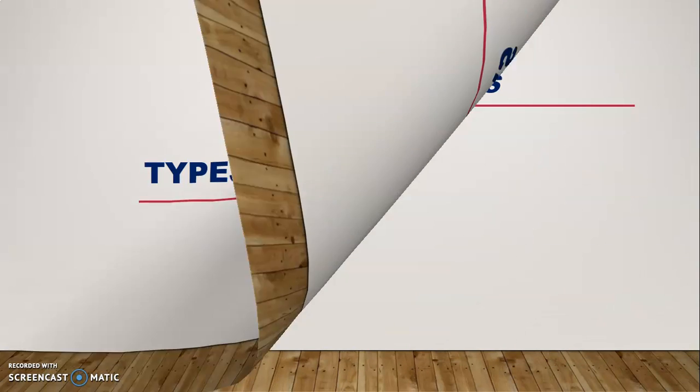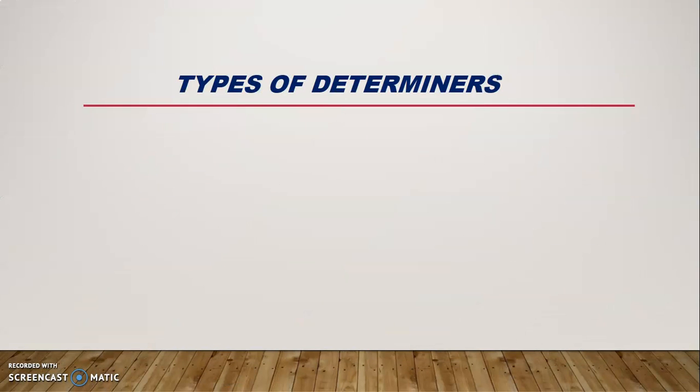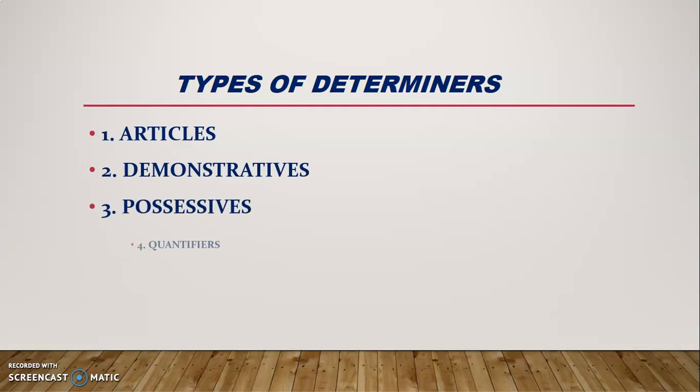Types of determiners. There are 5 types of determiners: articles, demonstratives, possessives, quantifiers, and numbers. Each type is vast and important, which needs detailed explanation for thorough understanding. As the purpose of this video is to help you identify the determiners, we will see each topic at the surface level. That means not in a detailed manner.